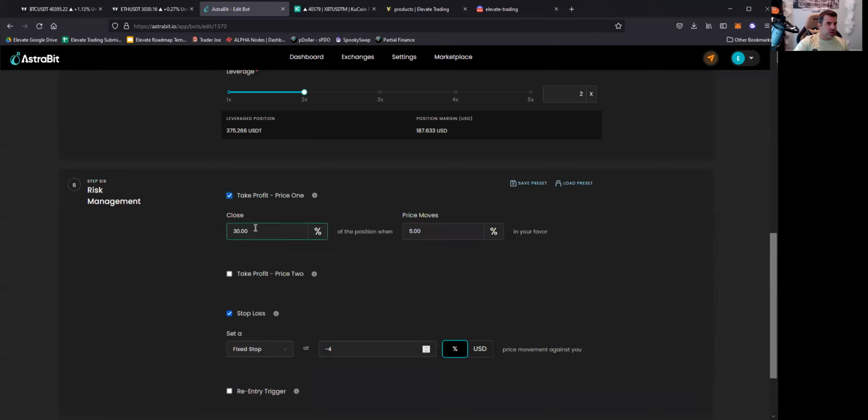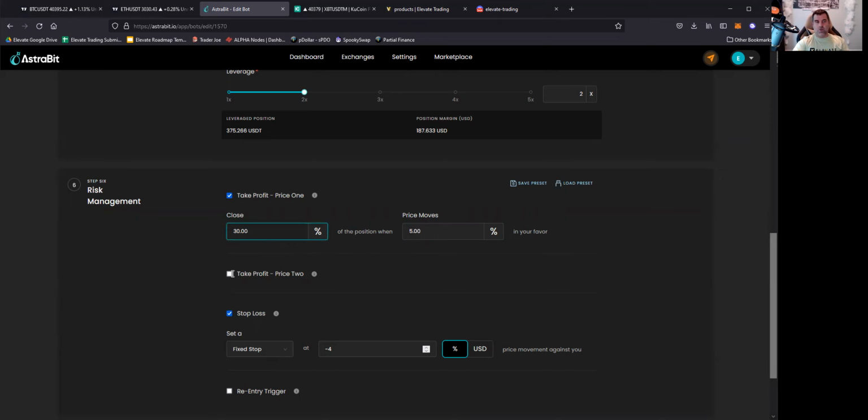For example, I had these already set in here. I take profit: I want to close 30% of my position if the price moves 5%. Since this is Novus, the Bitcoin bot, if I want to take profit on target point 1, if Bitcoin moves up 5%, my bot will automatically close 30% of my position out.